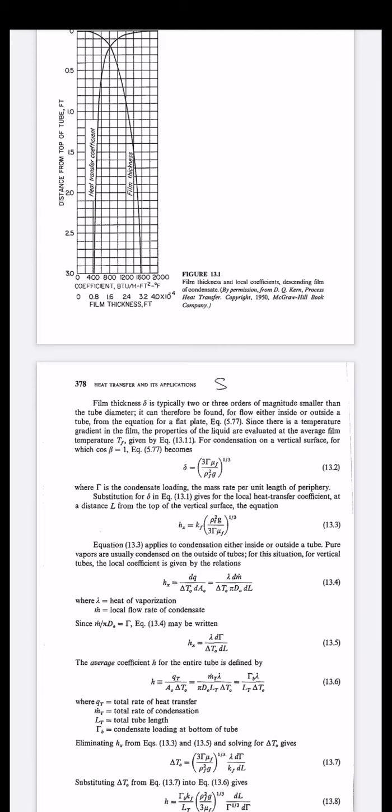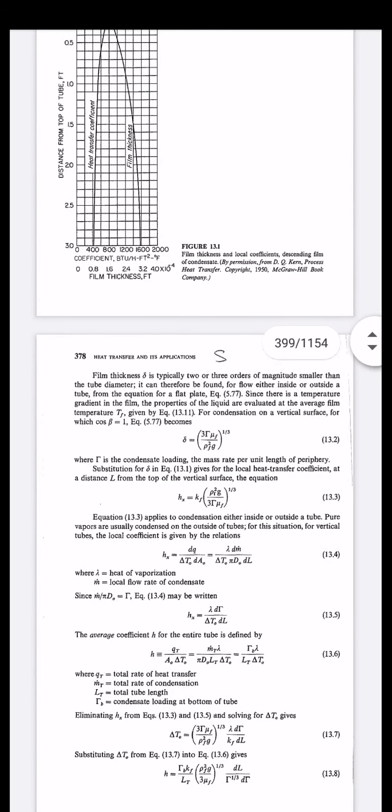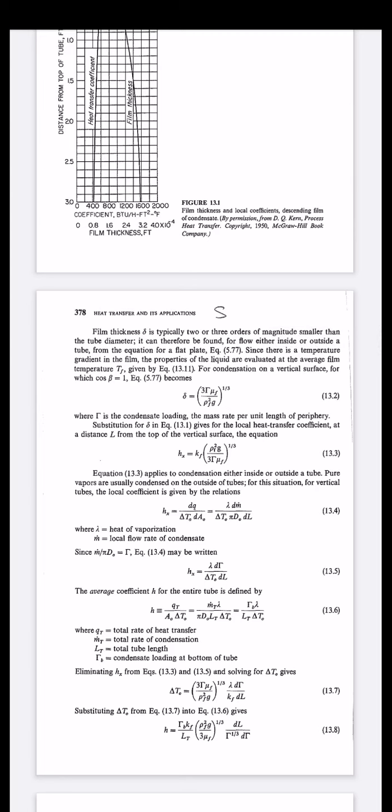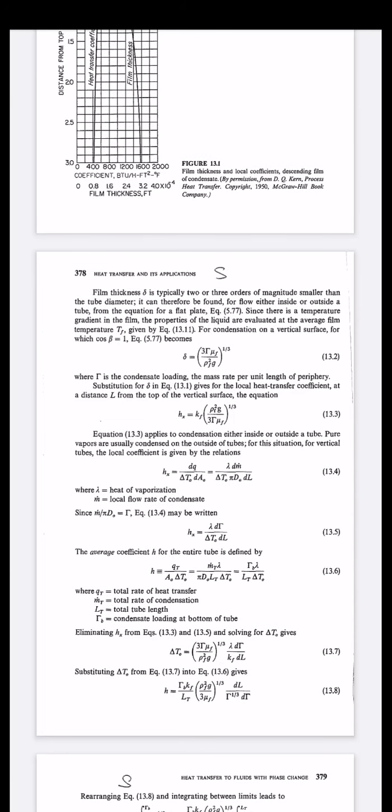This equation is applied to condensation either inside or outside of the tube. So once again I will repeat the equation: hx, that is the heat transfer coefficient, is equal to kf, that is the thermal conductivity of the film, into bracket rho square g upon 3 tau mu f raised to 1 upon 3, where needless to mention, rho is the density, g is the acceleration due to gravity, tau is the condensate loading, and mu is nothing but the viscosity of the film. So undoubtedly the viscosity of the fluid plays a very important role. If it is sticky, again the rate of heat transfer will be different. If it has less viscosity, again the value will be different.